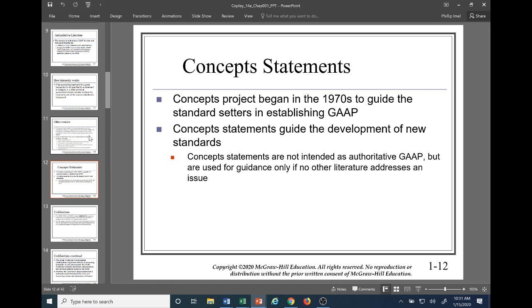So really, when they have one of these concept statements, say if the GASB puts out these concept statements, it's not really authoritative literature. It's not in the codification. But it's used for guidance in order to help the standard setters reach their consensus or their conclusion on whatever laws they're trying to set. Make sense?